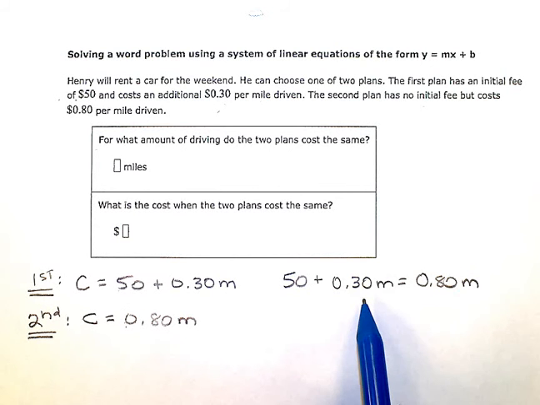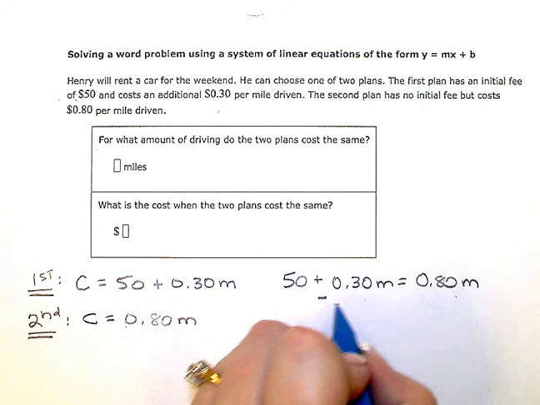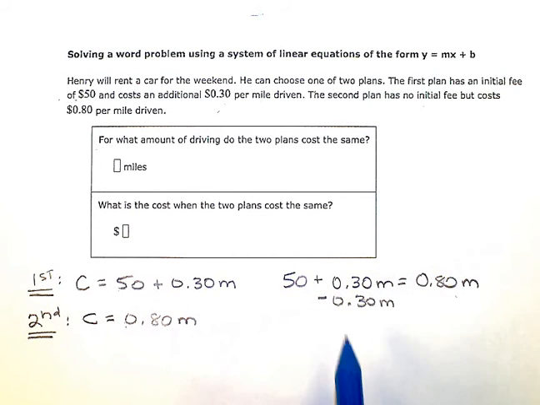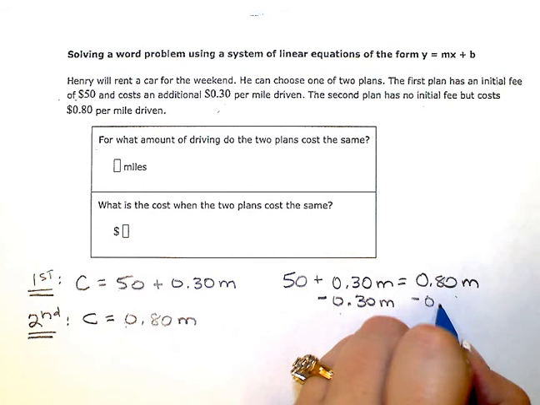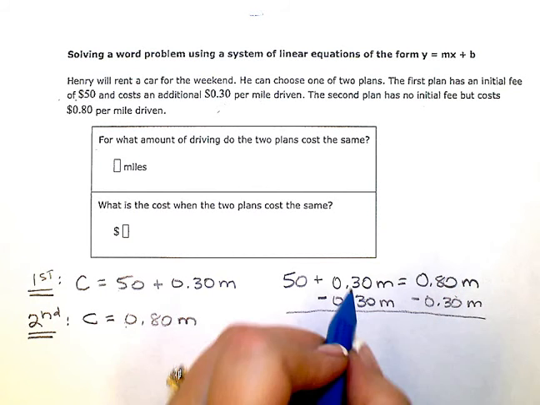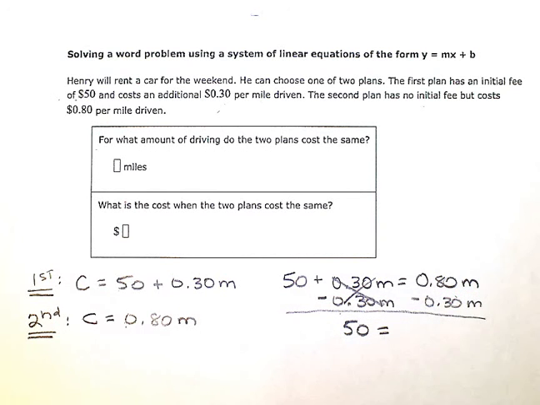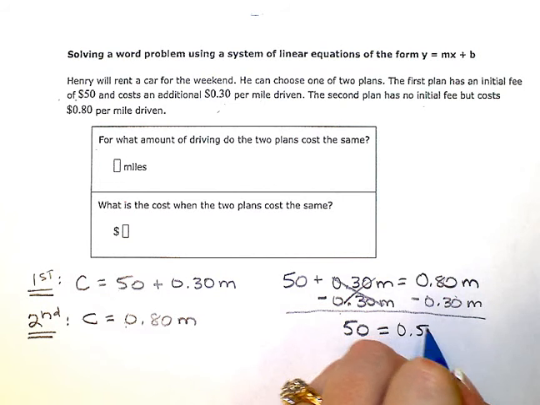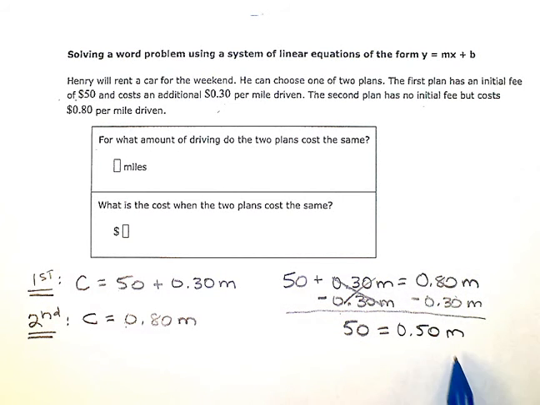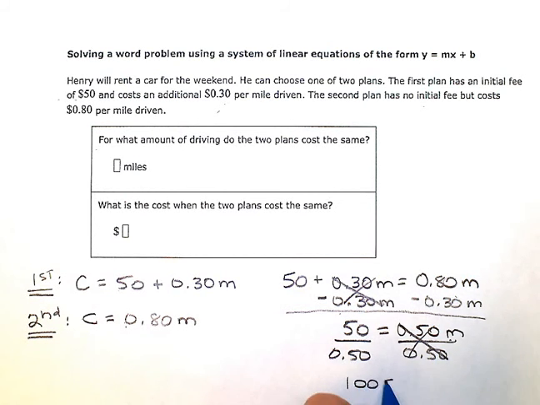So since I have variable terms, or m terms, on both sides, I need to zero out one of them, or eliminate one of them. So I'm going to subtract 0.3 m from both sides. And when I simplify, I'll be left with 50 on the left is equal to 0.50 m on the right. Still trying to get the m by itself. So my next step would be to divide both sides by 0.50. And then when I simplify, on the left, I'm going to have 50 divided by 0.5, which is 100, is equal to, and the only thing I have left on the right is m. So I know when I'm at 100 miles, the two plans will cost the same.